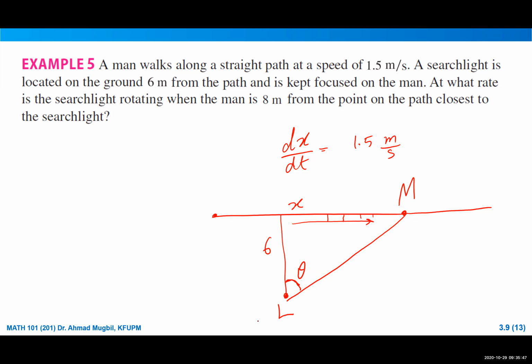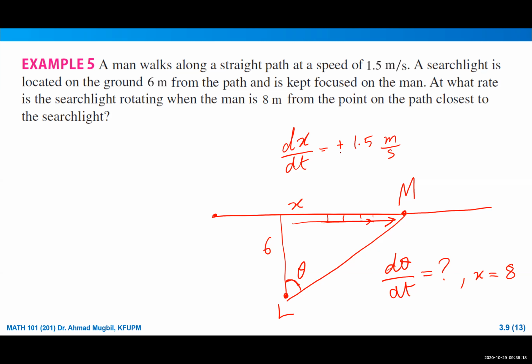At what rate is the searchlight rotating when the man is 8 meters? So what we want is d theta/dt, because he's asking at what rate the searchlight is rotating. So this is what we want, when the distance is 8. When this is 8, it is increasing. So this one will of course be positive.